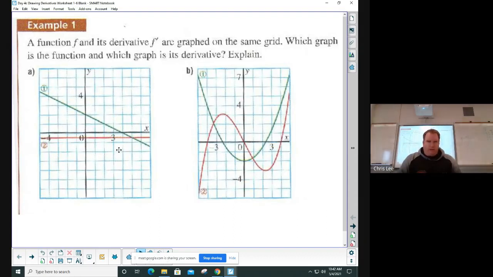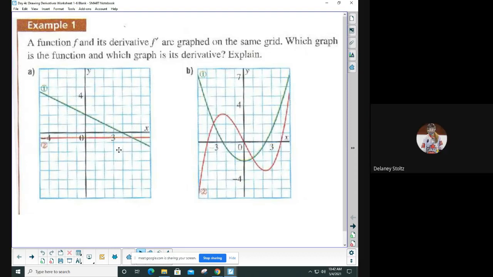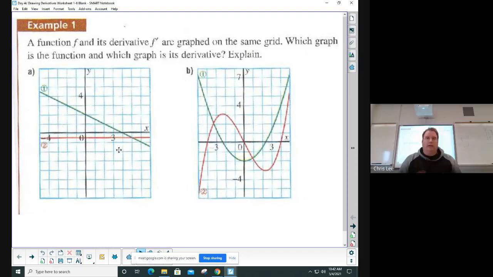And Delaney, you shared with us why you thought the red one was the original in the B and the green one was the derivative. I said because the green one has a degree of one less. That's right. So the red one looks like a cubic, so the degree is 3. And the second one looks like a parabola, so the degree is 2. That's a quick and easy way to tell which is which.